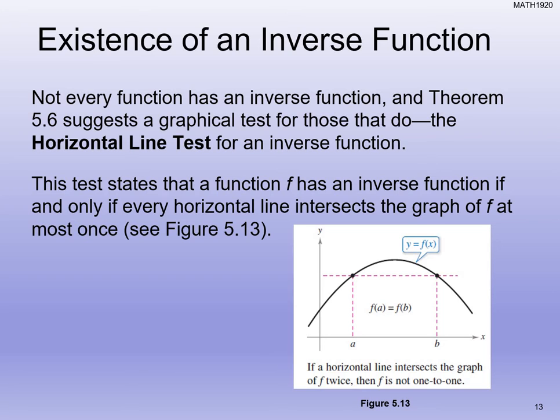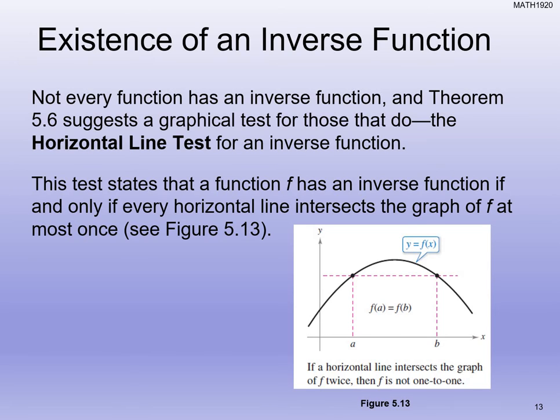Not every function has an inverse, but we can use a horizontal line test for an inverse function. If the original function passes the horizontal line test, then it has an inverse, because it has to be 1-to-1. 1-to-1 means that for every x value, there is only one possible y value. All the y values are unique. Every y value has to be unique when compared to every x value.